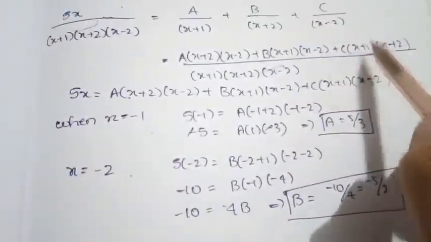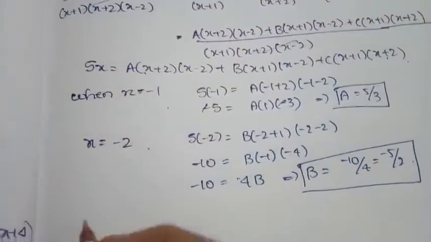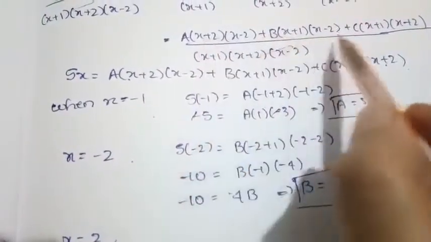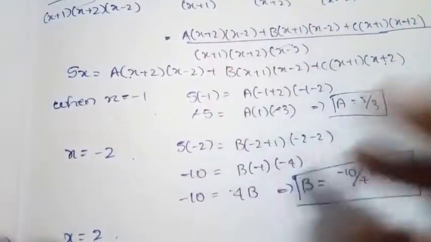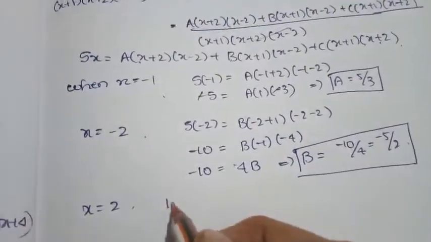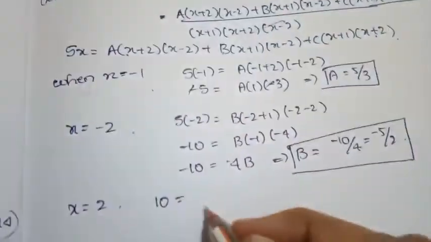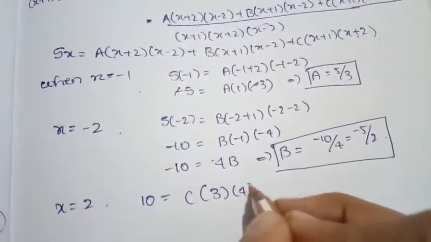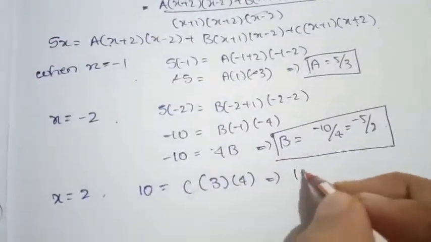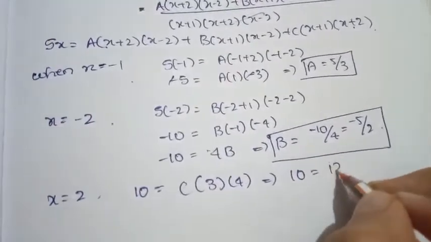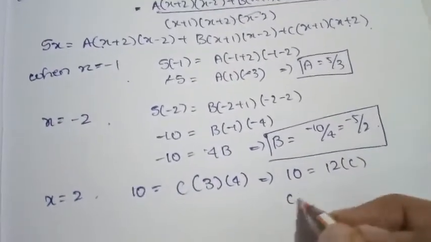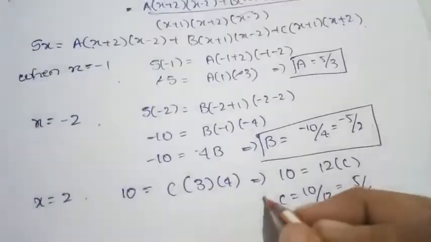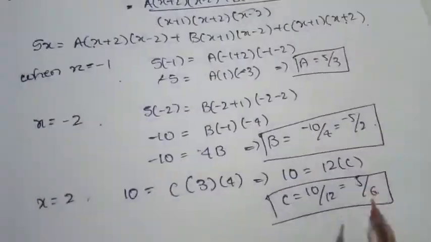Similarly, to get the value of C, I input x equal to 2. When x is equal to 2, two of the terms become 0, so the first and second terms vanish. The left side is 5 into 2, it is 10. The third term is C into (2 plus 1), it is 3, and (2 plus 2), it is 4. So 10 is equal to 4 threes are 12C. So the value of C is 10 by 12, which is nothing but 5 by 6. So we got the value of C as 5 by 6.